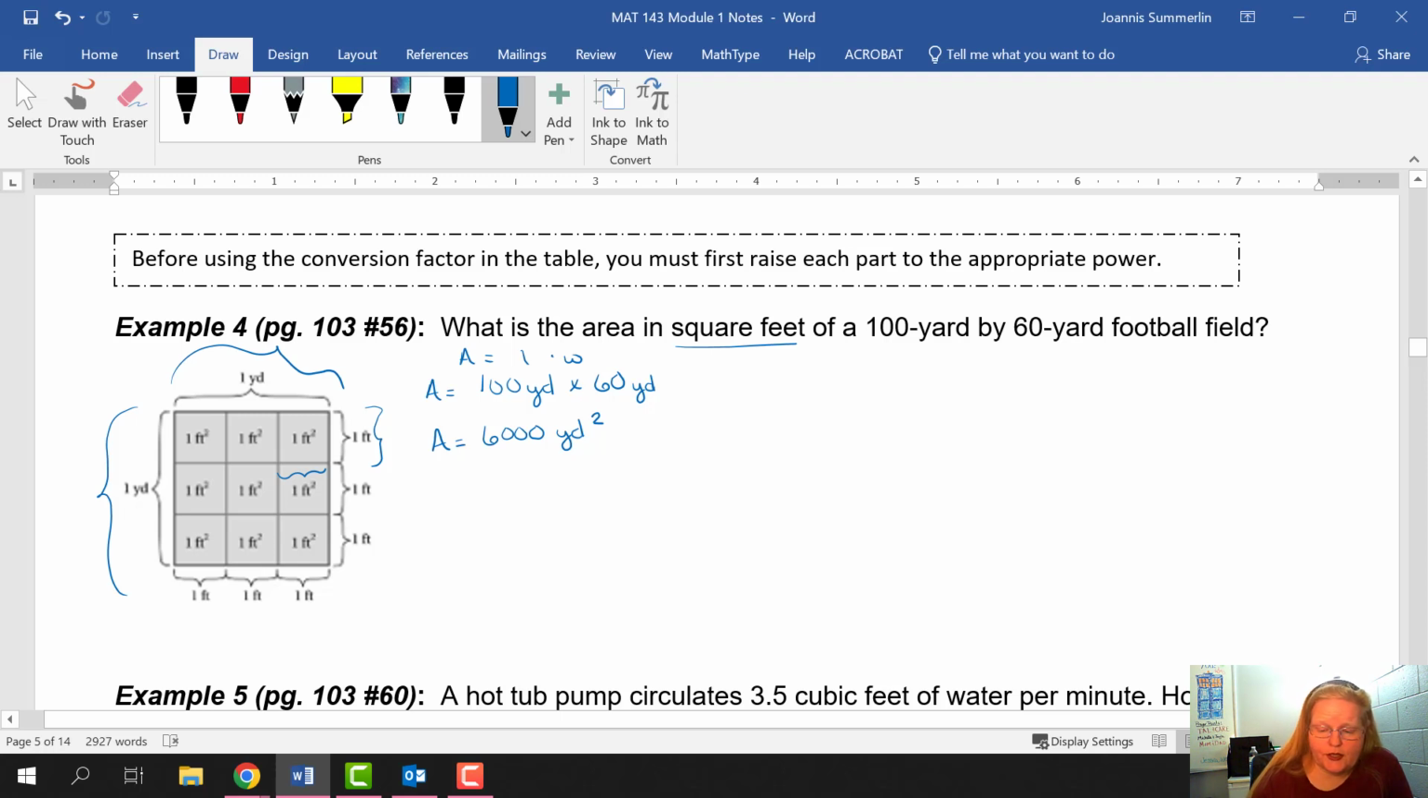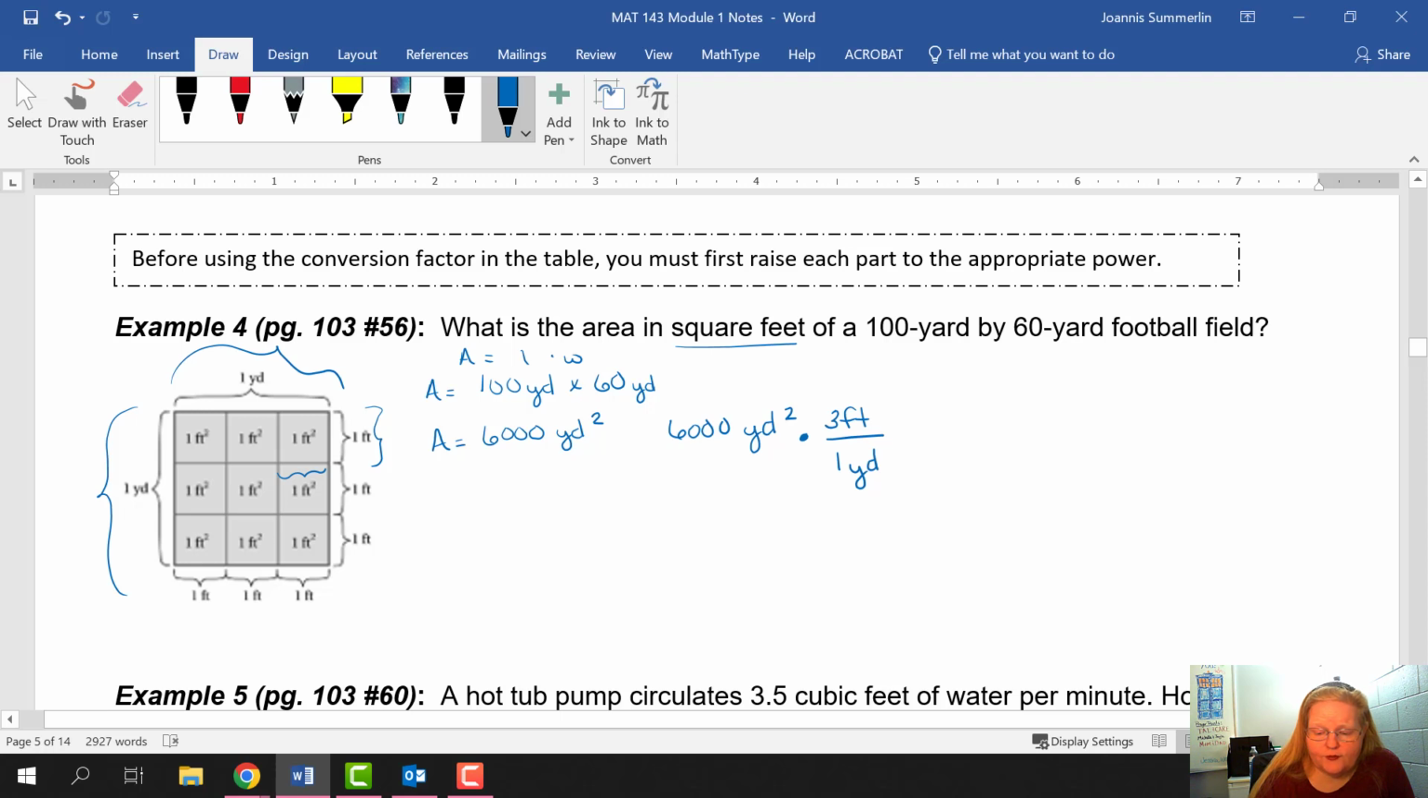In order to do that, I'm going to take my 6,000 yards squared and change it to feet squared. All I need to do is change my units. That's all. What do we know about yards, feet? We said earlier that there were 3 feet in 1 yard, right? So 3 feet in 1 yard. I know my yard has to go on the bottom.